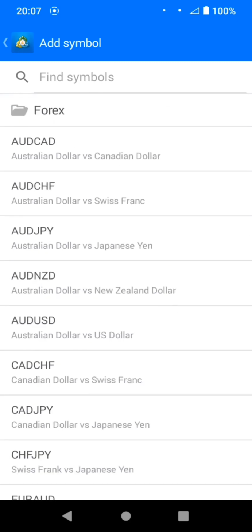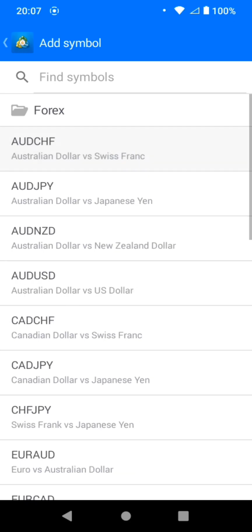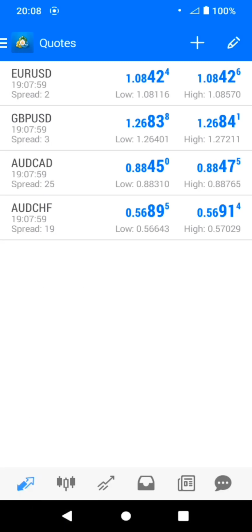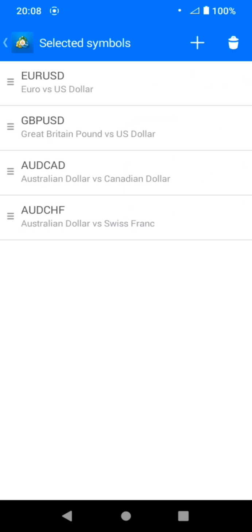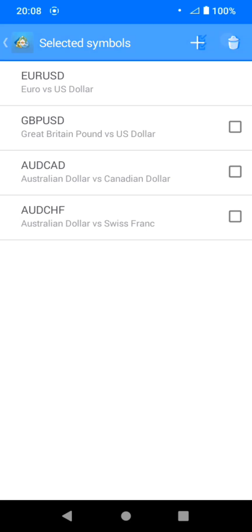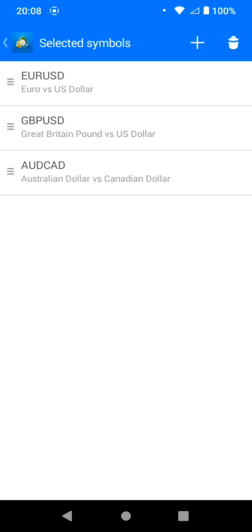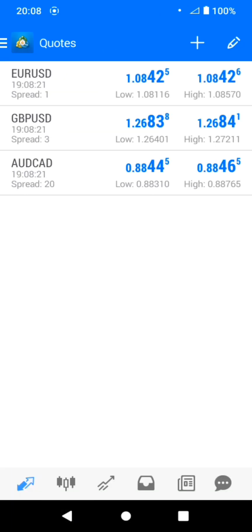Let's say you want to select Aussie, you just tap this. You want AUD CHF, you just tap. Let's say you're satisfied with that. Now you are going to see you have added these currency pairs here. Let's say you mistakenly added AUD CHF and it's not supposed to be there. You can press the pencil again, then tap delete, and select this one. Looking back now, it's no more there.